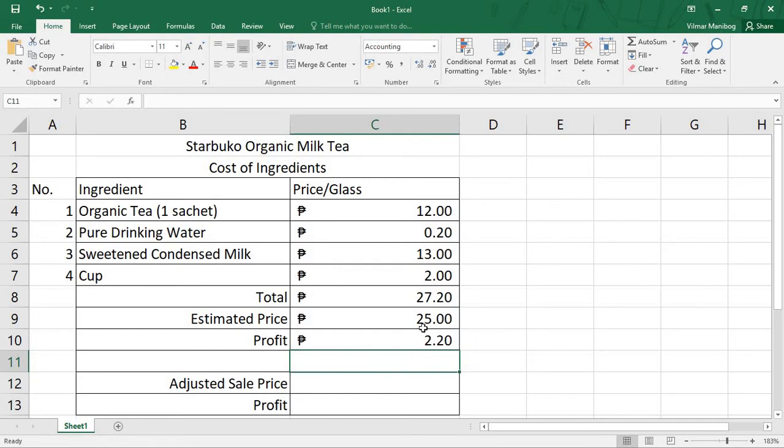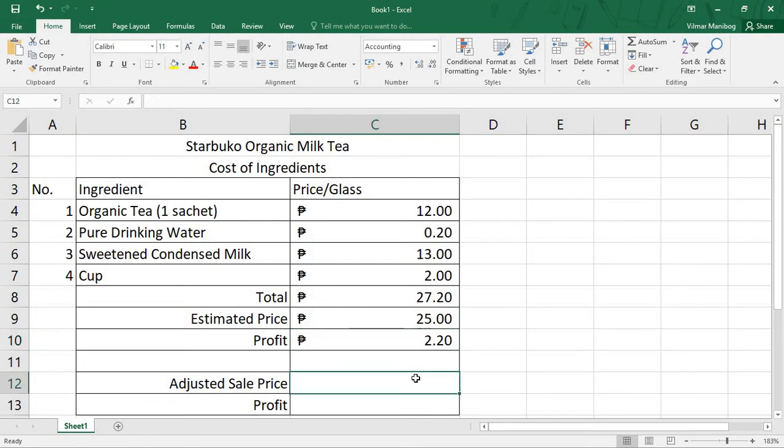But is this fulfilling? Is this profit fulfilling? Siyempre hindi, kasi nga naman in each glass naman is makukuha mo lang is 2 pesos. Saan yung pagod na makukuha? So let's talk business here. Okay, ito na. Since we're doing business now, we must change the estimated price for it. Okay, we proceed to the step 4.